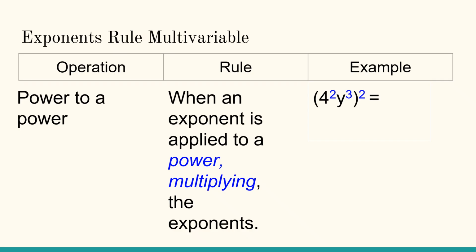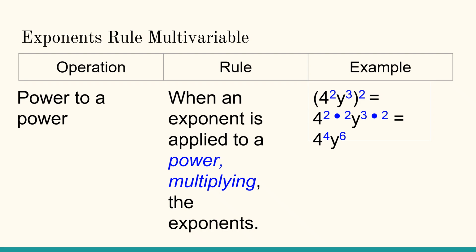Example, we have 4 squared times y cubed, all of that to the power of 2. So we're going to go ahead and distribute the outside exponent into all the exponents inside the parentheses. So we have 4 to the power of 2 times 2, y to the power of 3 times 2. We're going to go ahead and multiply that. The next step is going to be 4 to the 4th power and y to the 6th power.